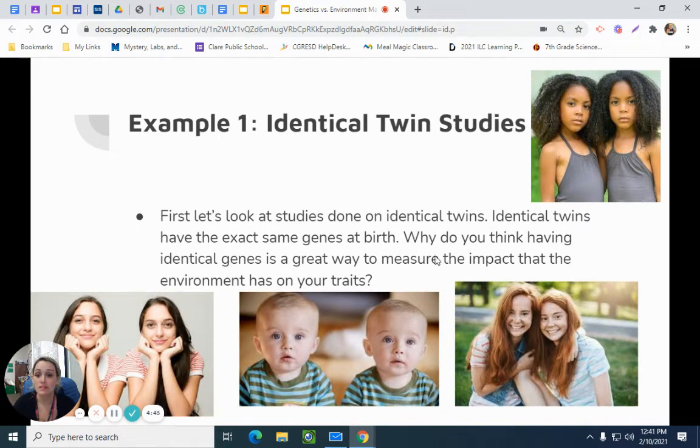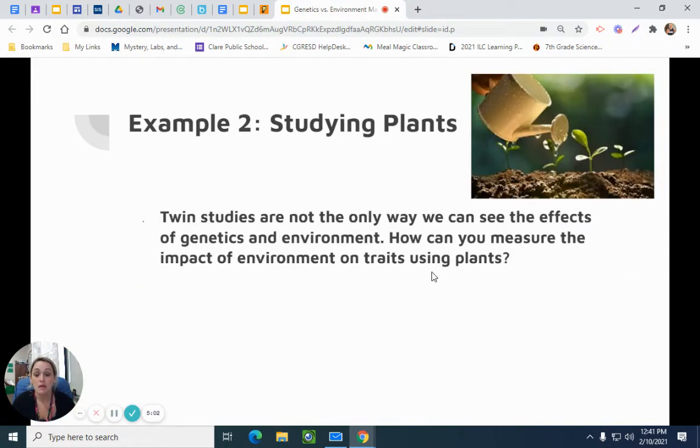So identical twins have the exact same genes at birth, but as we saw in our solved mystery, sometimes their traits differ as they grow, and this could be from environmental factors, and I think that's what the big debate is all about. It's very hard to study a specific factor. For example, we could study plants, and twin studies are not the only way to see the effects of genetics and the environment.